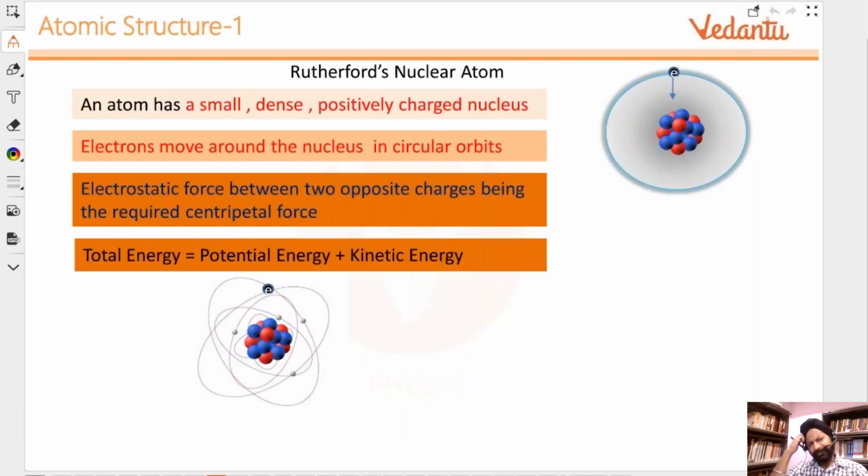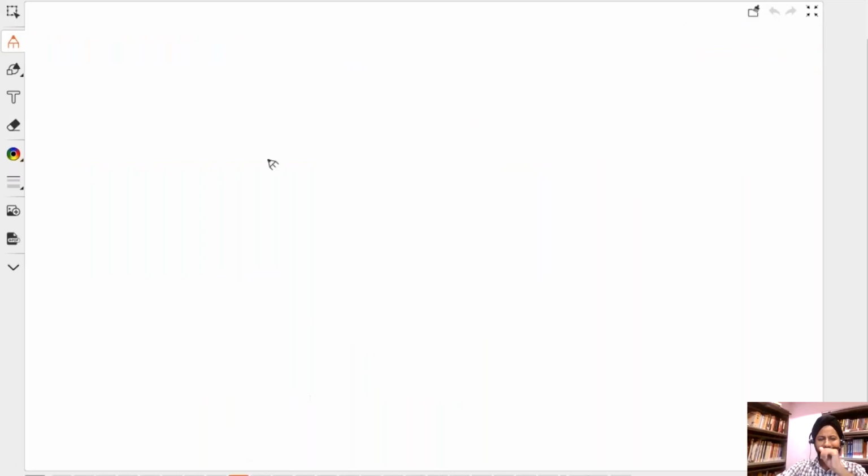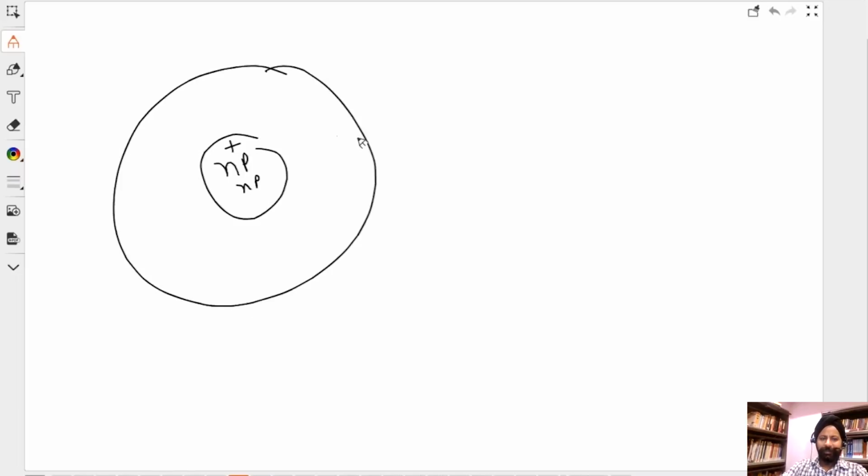Now, an atom has a small, dense, positively charged nucleus. We covered that electrons move around the nucleus in circular orbits. Electrostatic force between opposite charges is required. So this is more like, and this is also wrong, basically. I mean, all these models are eventually wrong. So this is a positively charged thing. So electron has a centripetal force, the Coulomb's force, right? K times the number of protons in there times this divided by the radius square. This is the centripetal force.